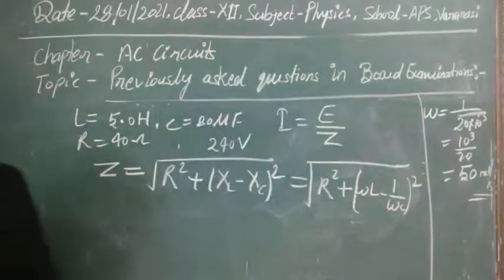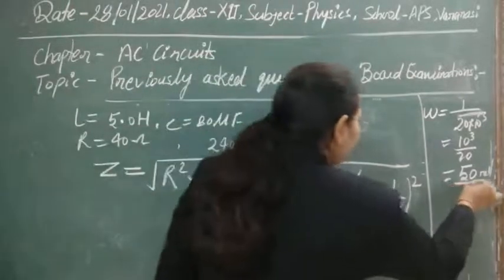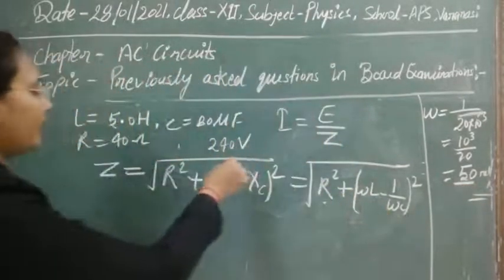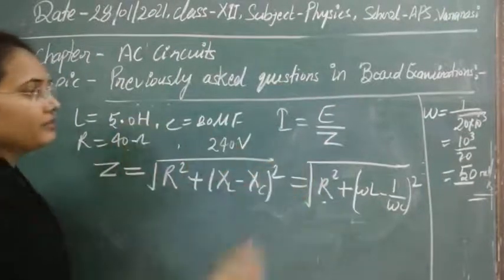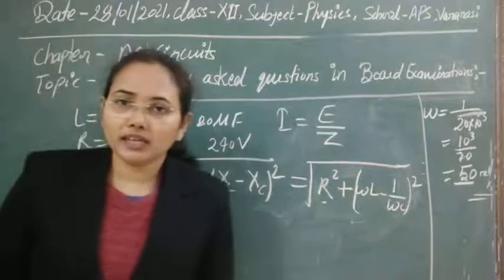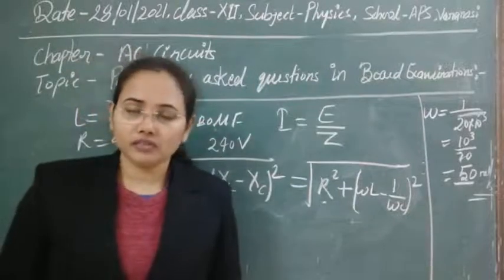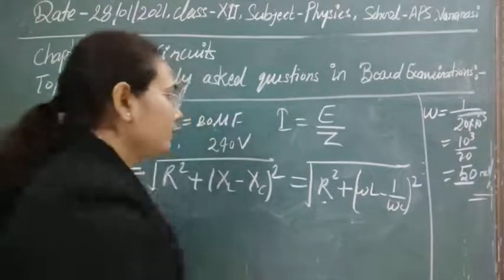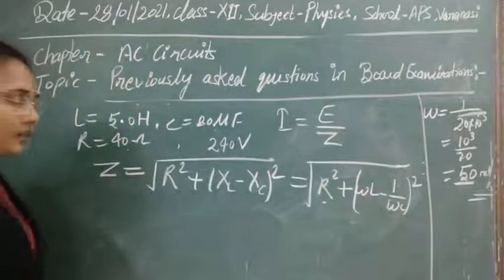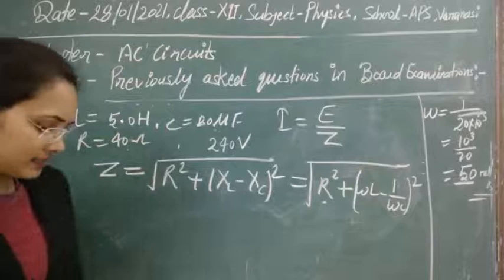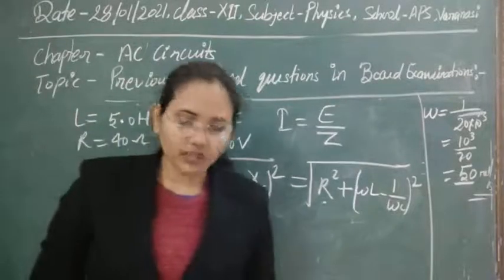Now we have just calculated the value of omega here. We have the value of R, which is given in the question. The value of L is given. The value of C is given. Now we can solve for the value of Z here. The next thing that we need is the peak value of voltage. And you know that the voltage given in our question is 240 volt.